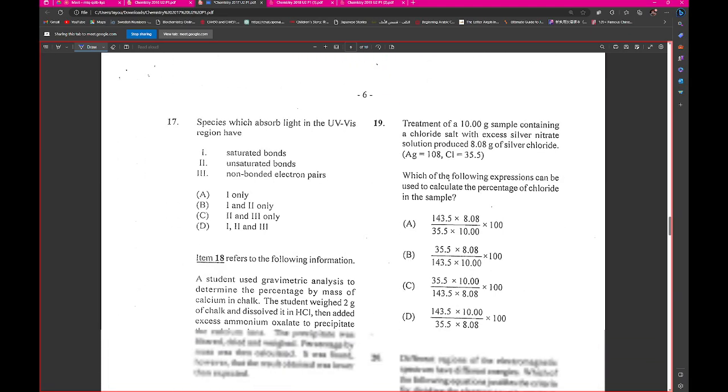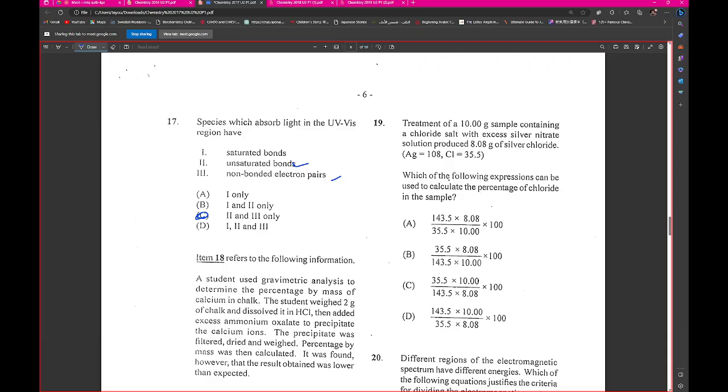That's fine. Number 17. Species which absorb light in the UV region have... C. Has to have unsaturated bonds and non-bonding pairs of electrons. We don't deal with saturated bonds around here. I want you guys to understand it, right? We know that the transitions that happen are non-bonding to sigma star, non-bonding to pi star, and pi to pi star.